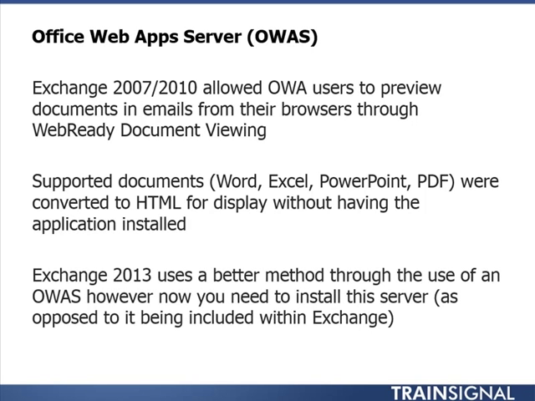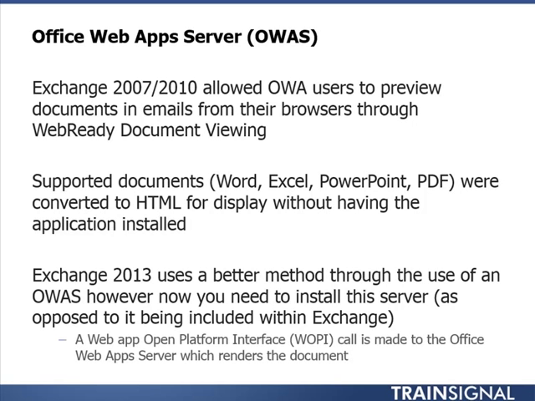However, Exchange 2013 uses a better method through the use of an Office Web Apps server. Whereas with Exchange 2010 it was included within Exchange, it was built right in, now you need to install this extra server piece. And it's good to note that it's not just for Exchange 2013, but SharePoint 2013 and Lync 2013 use this Office Web Apps server as well. So what happens is a Web App Open Platform Interface, or WAPI, call is made to the Office Web Apps server, which then will render the document. And it actually does a better job than what we had with 2007 and 2010.